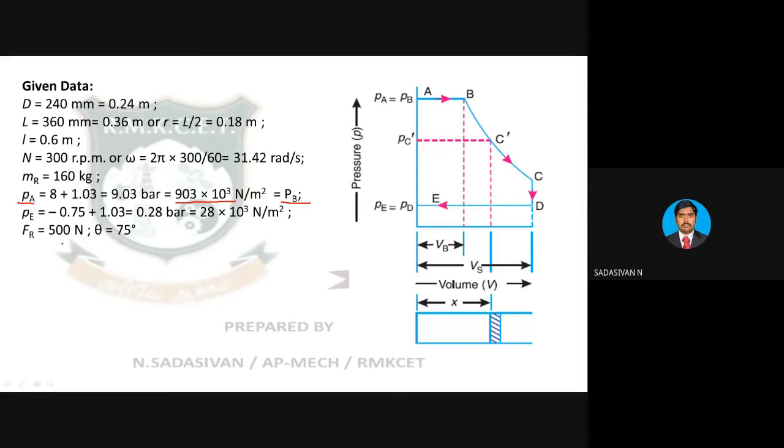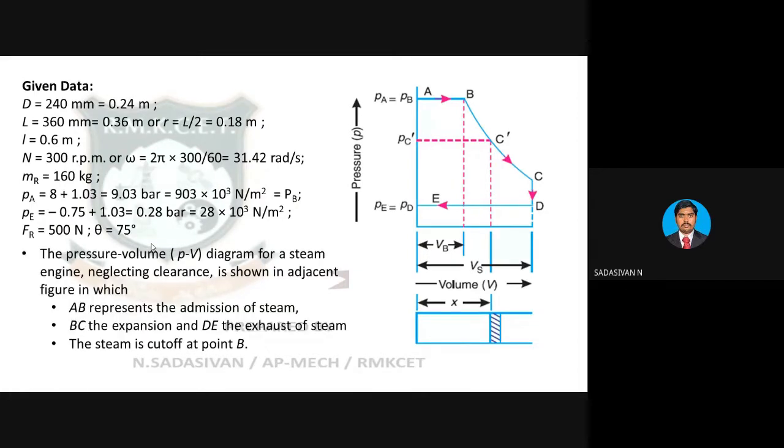Now the exhaust pressure is given as minus 0.75 below atmospheric. Add the atmospheric pressure to that, and it becomes 0.28 bar, which is 28 into 10 power 3 Newton per meter square. Frictional force is 500 Newton, theta is 75. These are the given data.